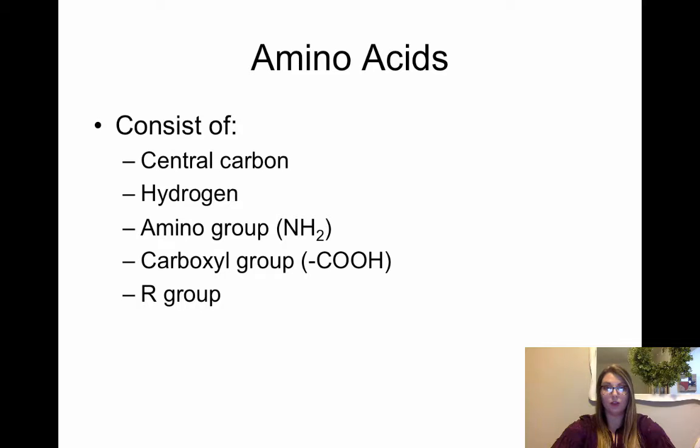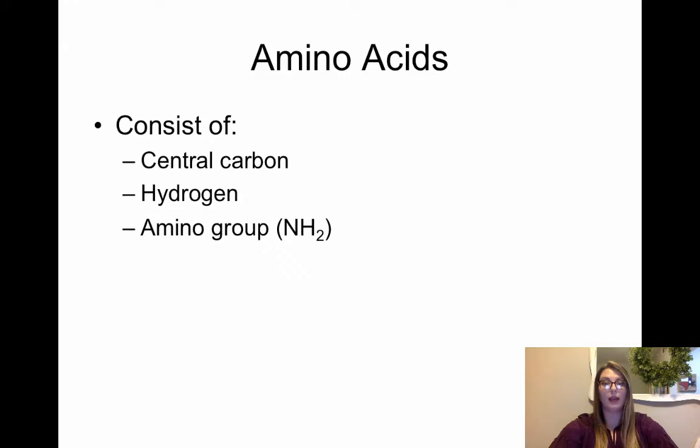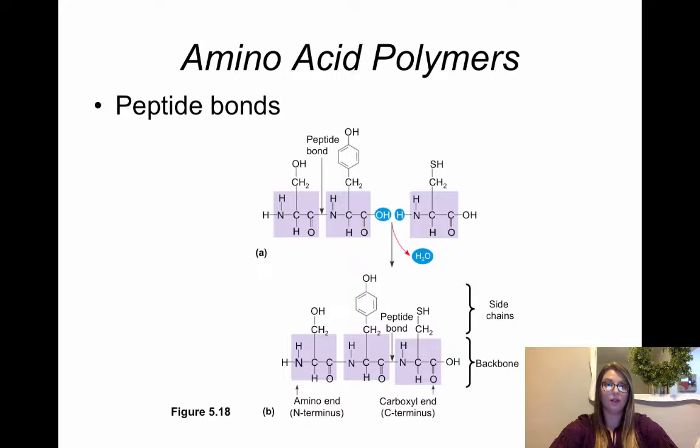Now you should remember that sugars are held by glycosidic linkages, and that fats hold their glycerol and fatty acid tails together through ester linkages. These proteins, though, are linked by peptide bonds. So to determine how many peptide bonds you would have in a protein, just take the number of amino acids and subtract 1, and that's how many peptide bonds you have. So for example, if you had 300 amino acids in a protein, then you would have 299 peptide bonds.